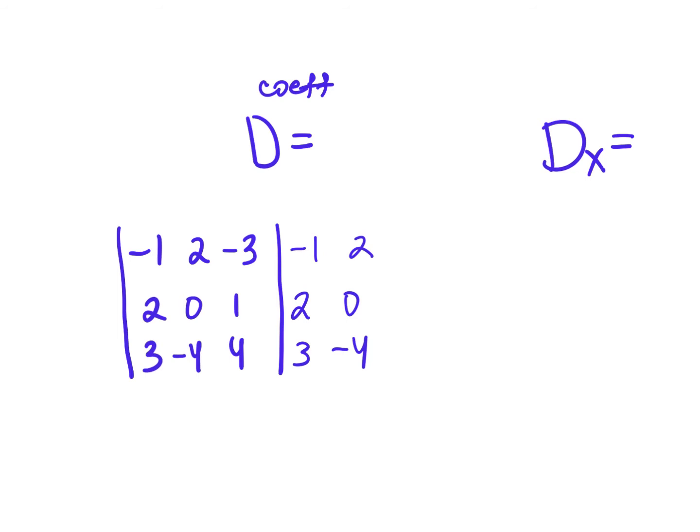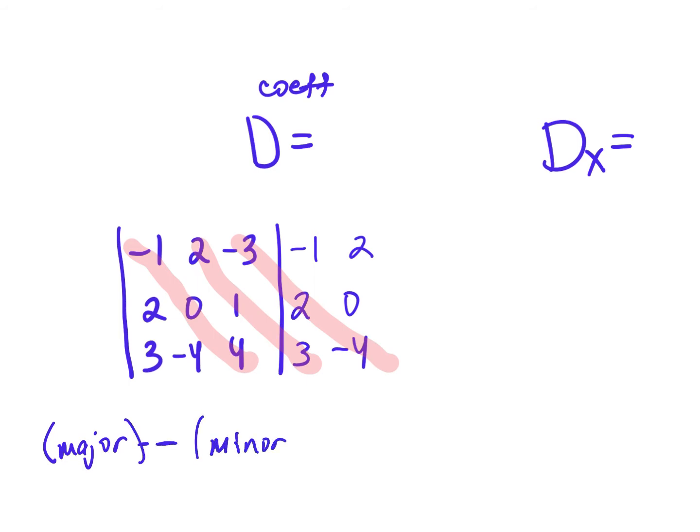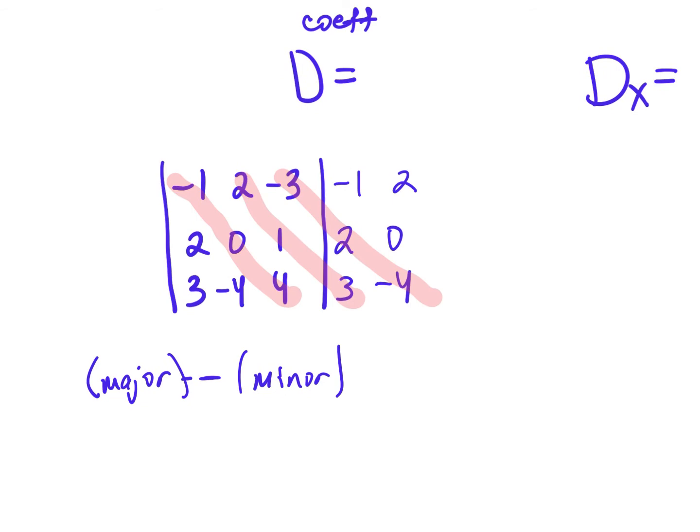So now we have to do our majors and our minors, just like we did before, remember? When you have a 3 by 3, meaning 3 variables and 3 equations, you're going to have 3 majors and 3 minors. The reason we have to recopy is so we can make those 3 diagonals. So it's going to be your majors minus your minors. We're going to do a couple of these, and then we're going to practice this a bunch, I promise.